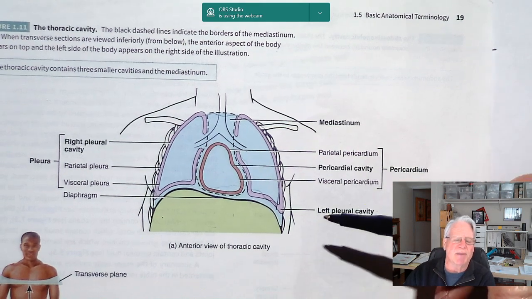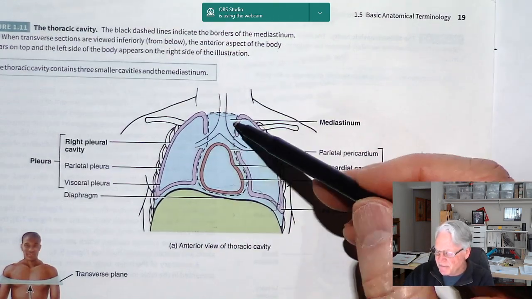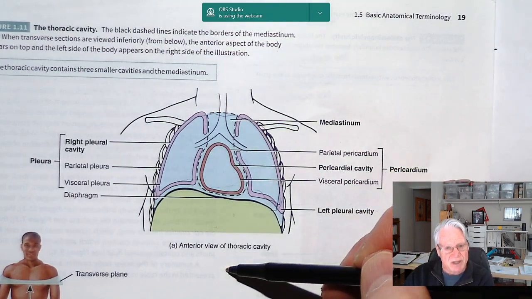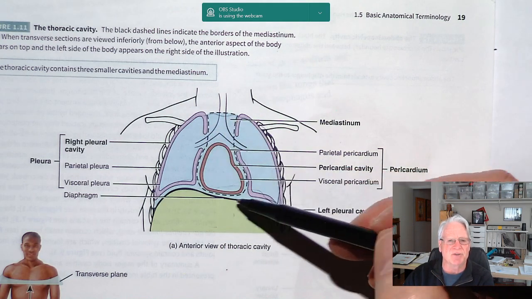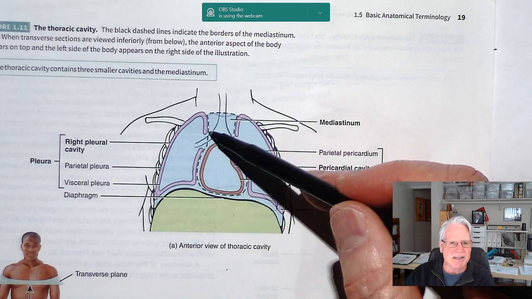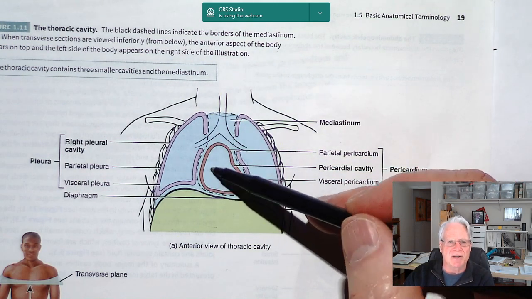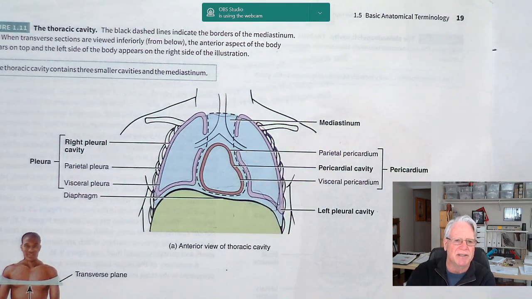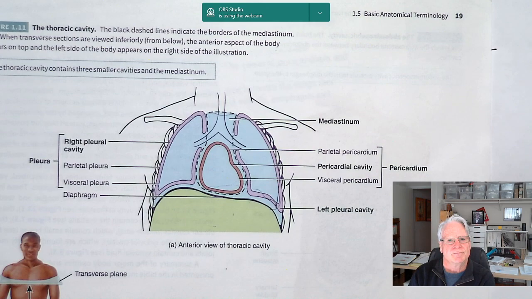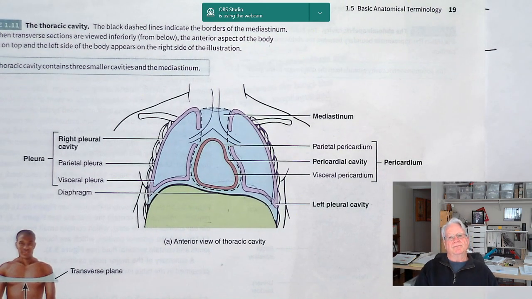And if we wanted to expand that idea, we could say the thoracic cavity is part of the ventral body cavity. The thoracic cavity is found inside that ventral body cavity. The mediastinal cavity is found inside the thoracic cavity. And the pericardial cavity is found inside the mediastinal cavity. So nested one inside the other. So those are the cavities.